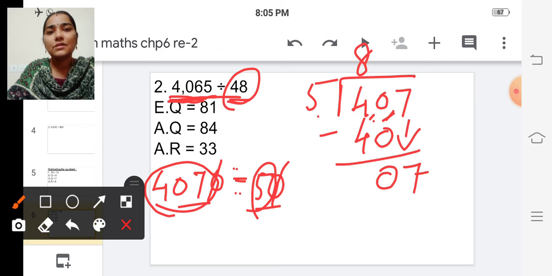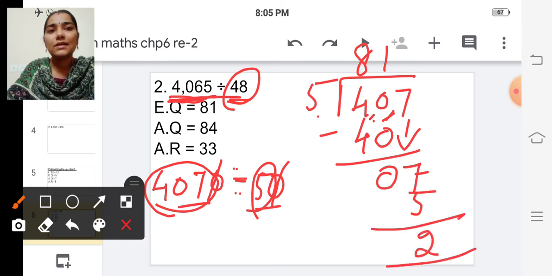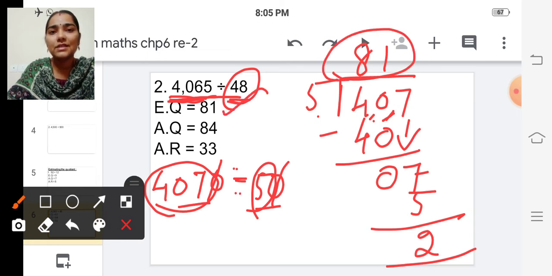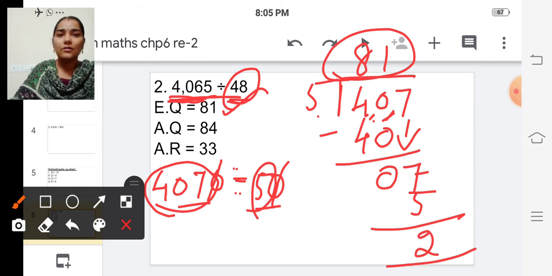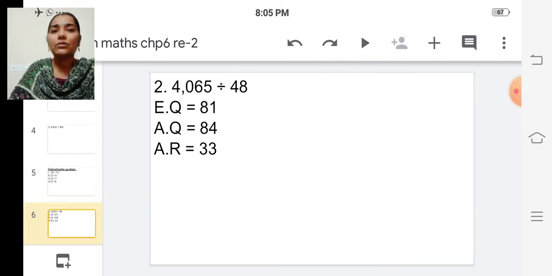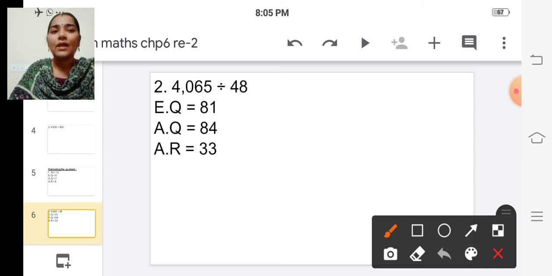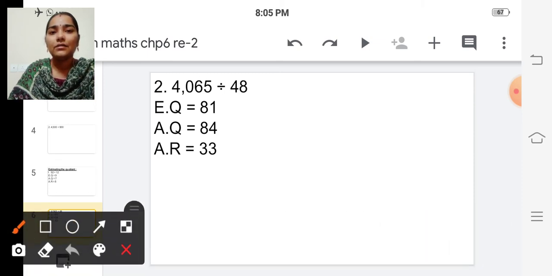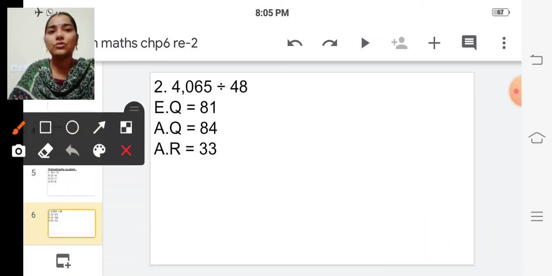So how many times will it go? It will go one time, isn't it? 1 5 is 5 and the remaining is 2. So what is the estimated quotient? 81. The estimated quotient is 81. So now we shall find out the actual quotient and actual remainder. Okay, for that we are going to divide the given number.